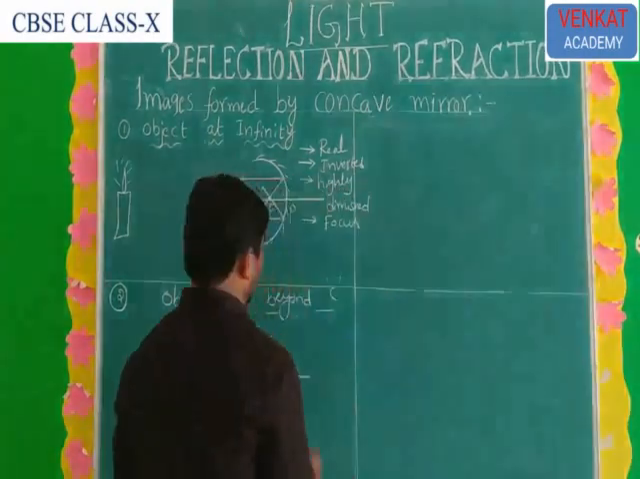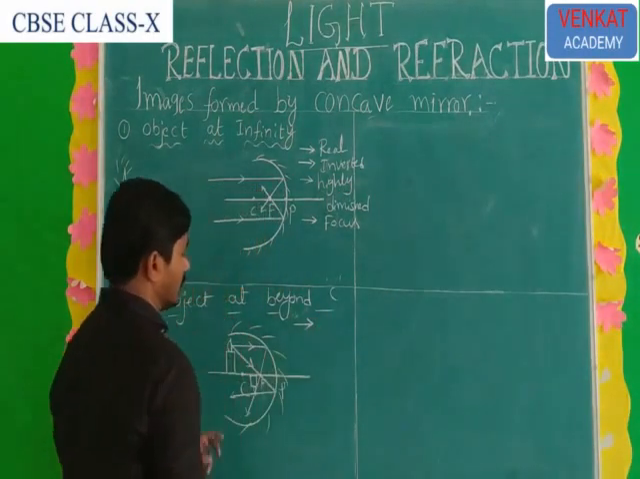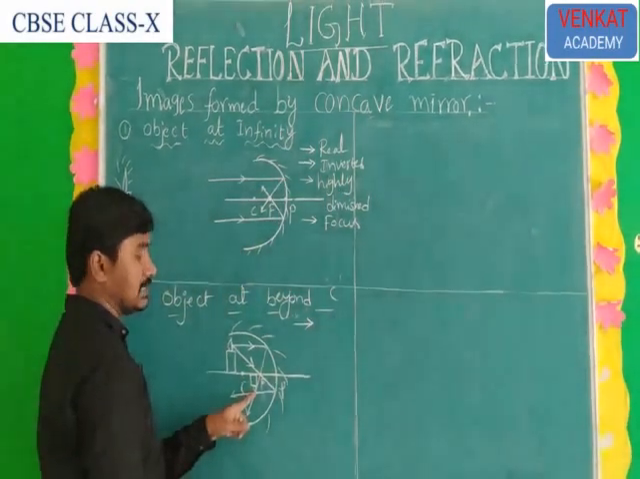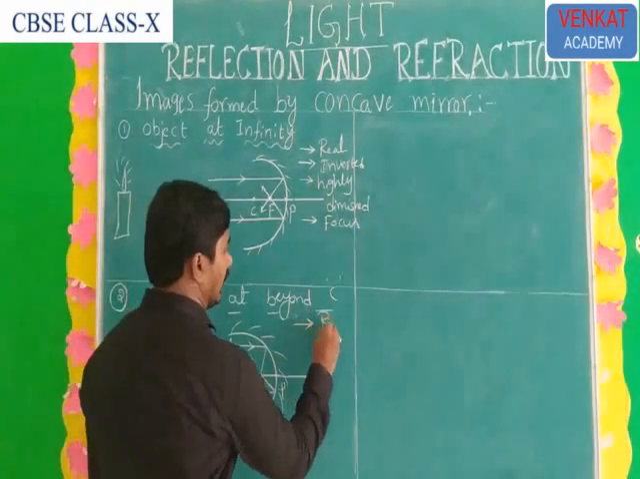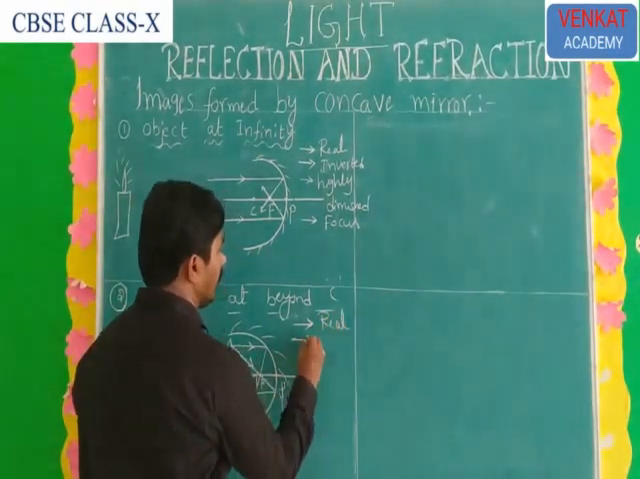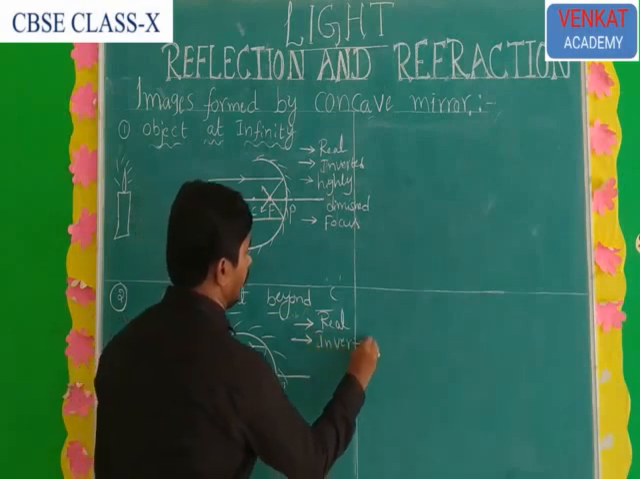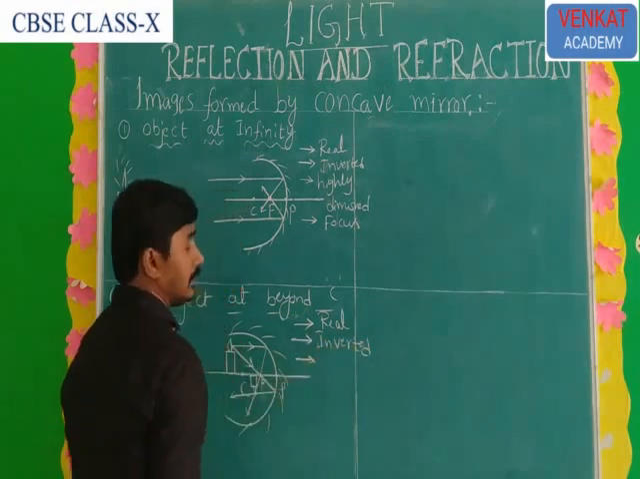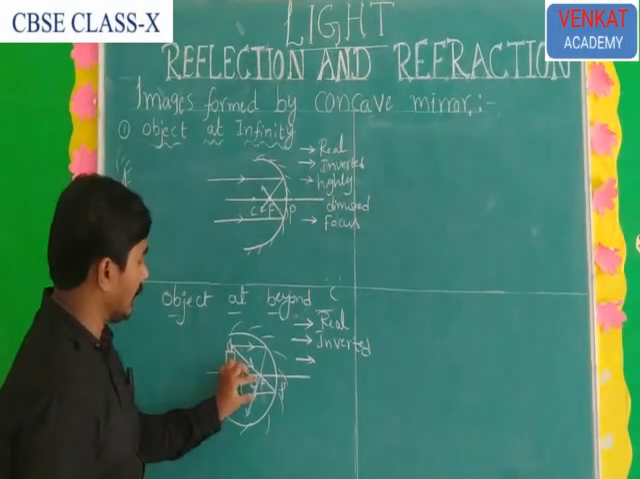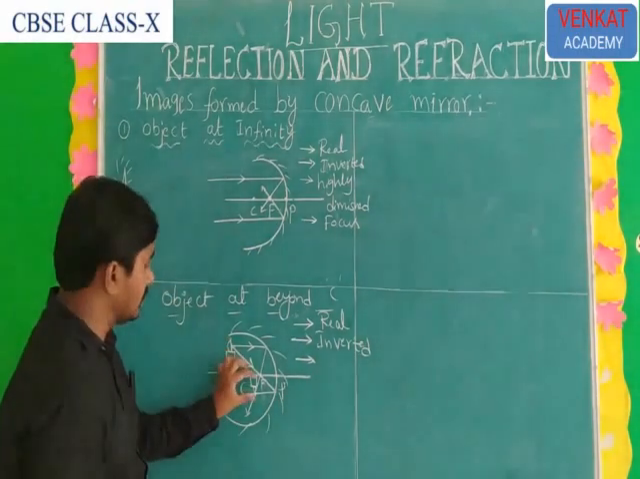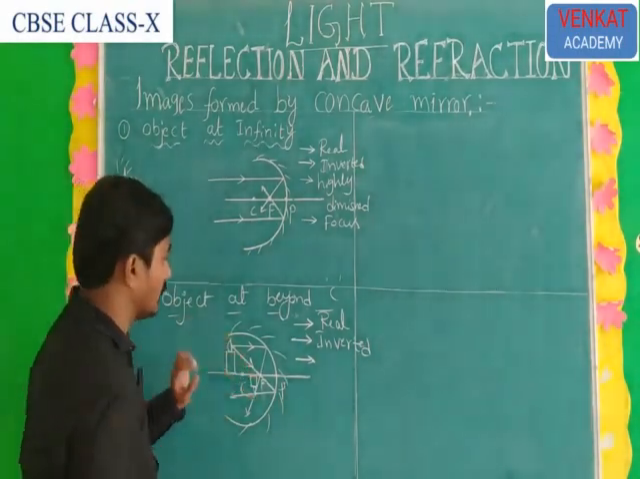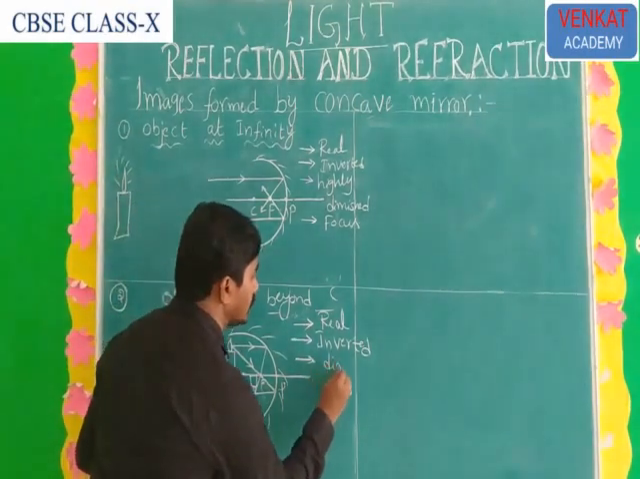In the second condition, what do we observe? The two reflected rays meet directly, so it is a real image. If the image is real, then automatically the image will be inverted. Then what about size? Just compare the object and the image. The image size is smaller than the object. That is just diminished.